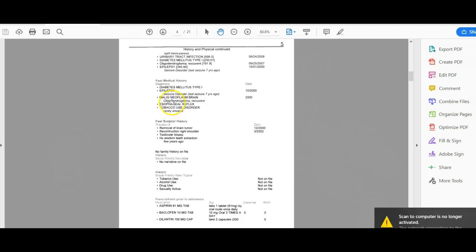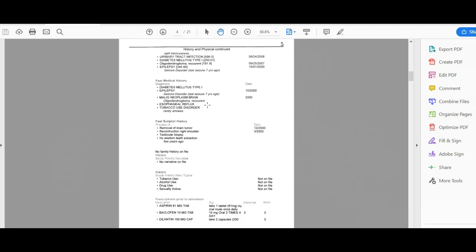And then there's a malignant neoplasm of the brain. Again, that's still going on. The patient was just getting chemotherapy for it. So we're coding as current. And reflux, he's actually being treated with the reflux as well. So we're going to code that as current.